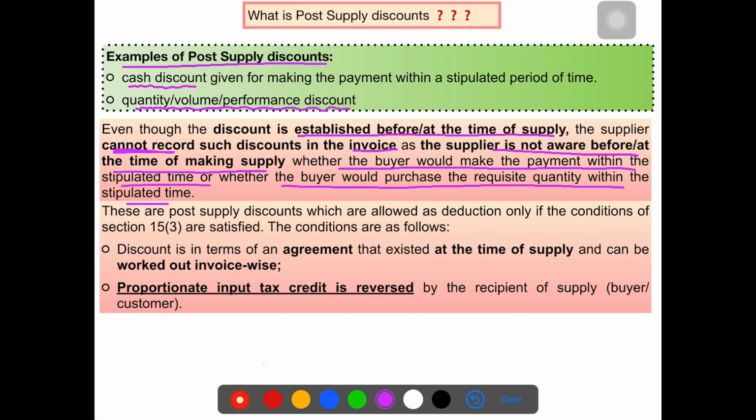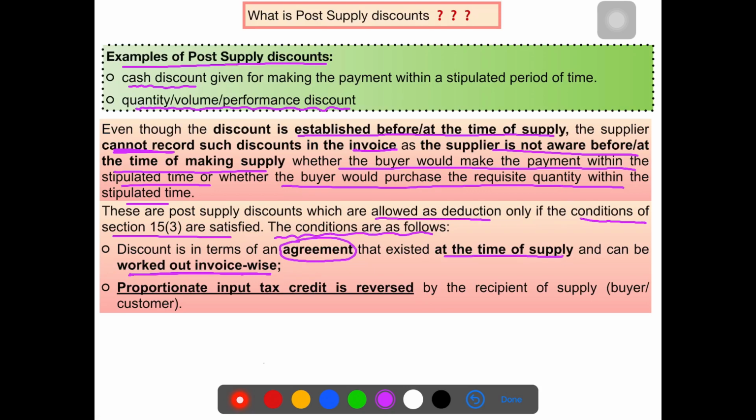So these are post supply discounts which are allowed as deduction only if they satisfy the conditions of section 15 subsection 3. These conditions are as follows. Discount is in terms of an agreement that existed at the time of supply and can be worked out invoice wise. This means at the time of supply this discount should be present in the agreement. Though it cannot be shown in the invoice, in the agreement it should be present at the time of supply and can be worked out invoice wise. That means it's possible to link a discount to a relevant invoice.